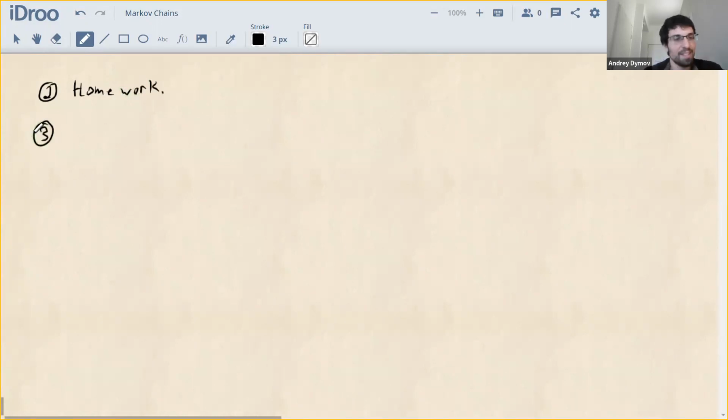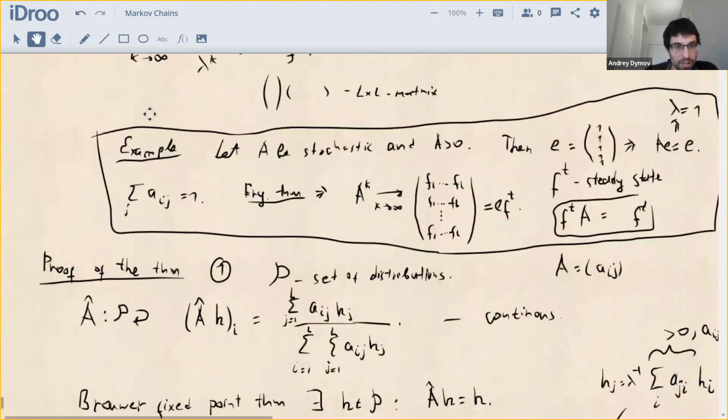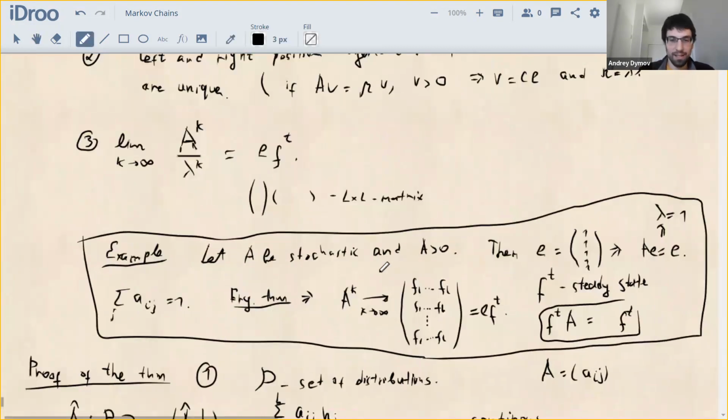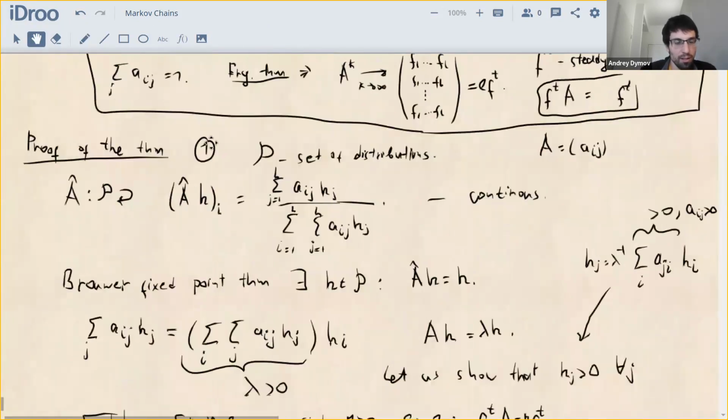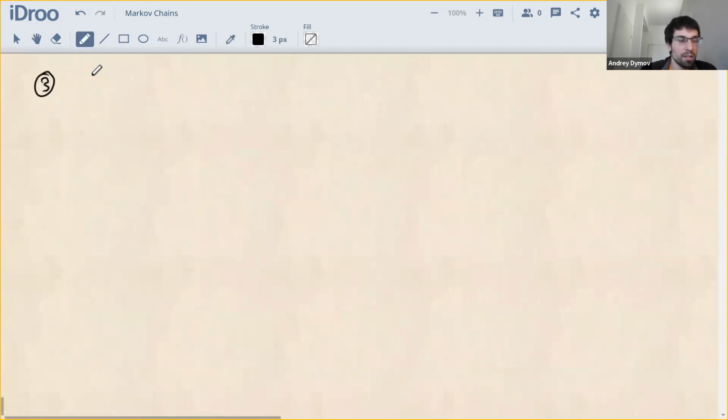Well, then let us pass to the proof of the most interesting third item. The third item affirms this convergence. So in the example, you have already seen that at least in this special case, the convergence is implied by the ergodic theorem. So let us then also use in the general case the ergodic theorem, but the problem is that the matrix A is not a stochastic matrix. So let us try to construct the stochastic matrix.